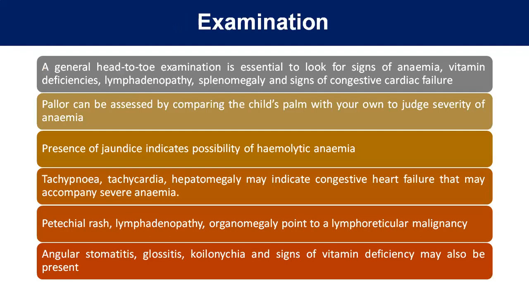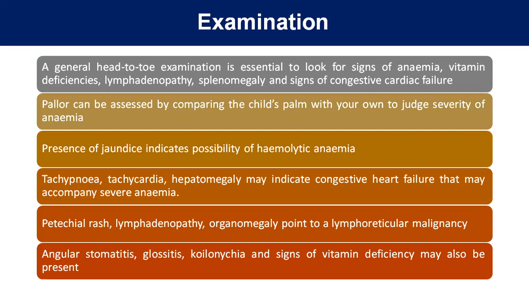After history, we have to examine the child. A general head-to-toe examination is essential to look for signs of anemia. Any vitamin deficiencies? Is there any lymph node enlargement? Is there splenomegaly? Is there signs of congestive heart failure? Pallor can be assessed by comparing the child's palm with our own to judge the severity of anemia. We can look for pallor by comparing the palm. We can look for pallor by seeing the lower palpebra. We can look at the tongue.